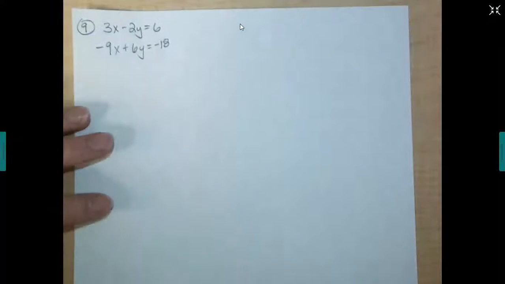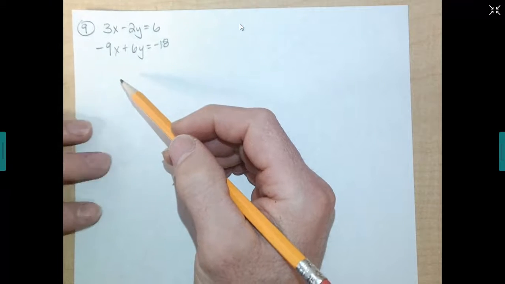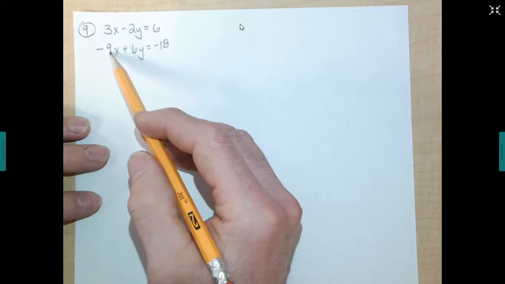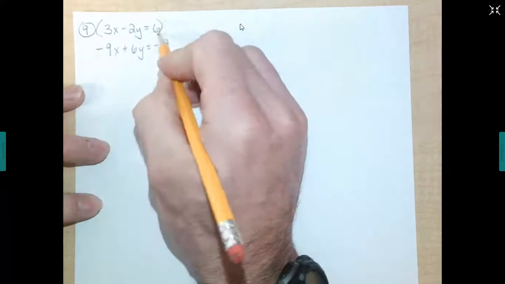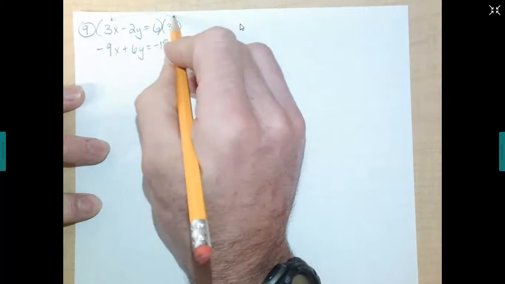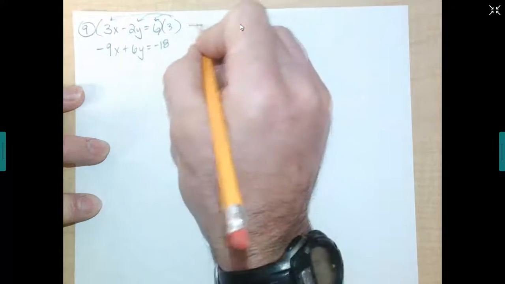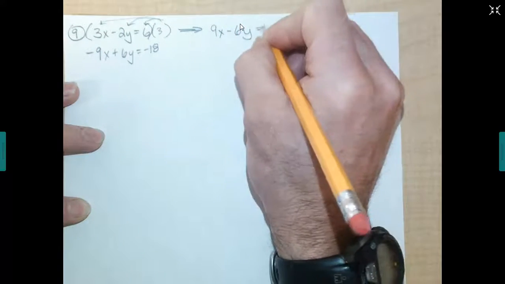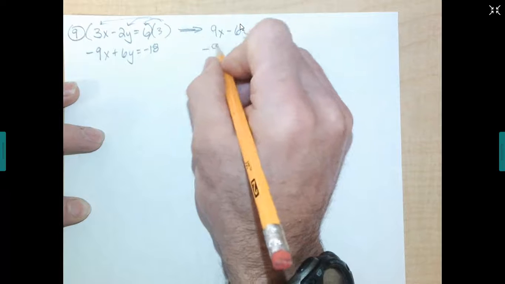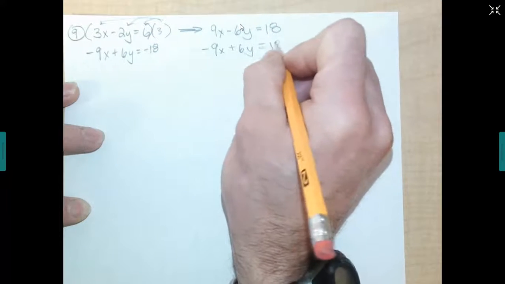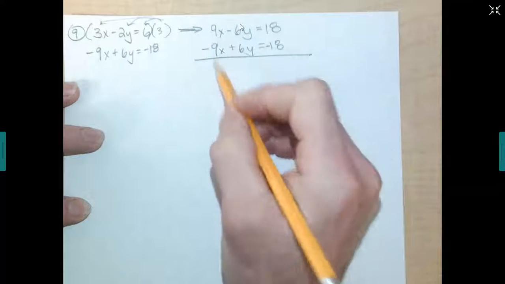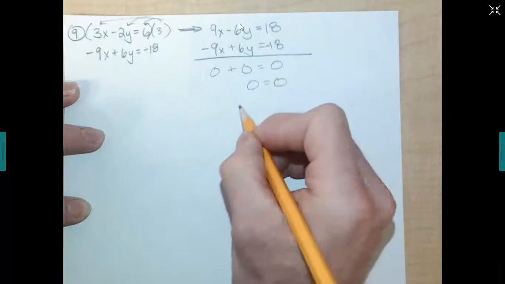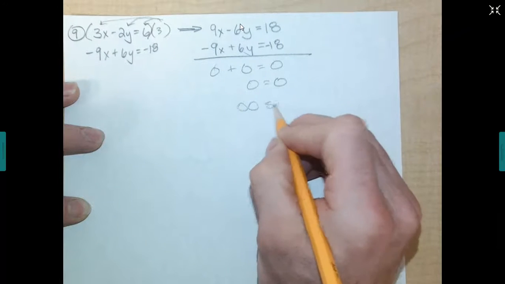Okay, so here we go. Let's solve it with elimination again. I'm going to multiply this one by 3, and that's going to get us to a positive 9. Don't forget, you have to multiply everything in here by 3. So I get 9x minus 6y equals 18. Negative 9x plus 6y equals negative 18. Add the two: 0 plus 0 equals 0. 0 equals 0. So I have infinite solutions.